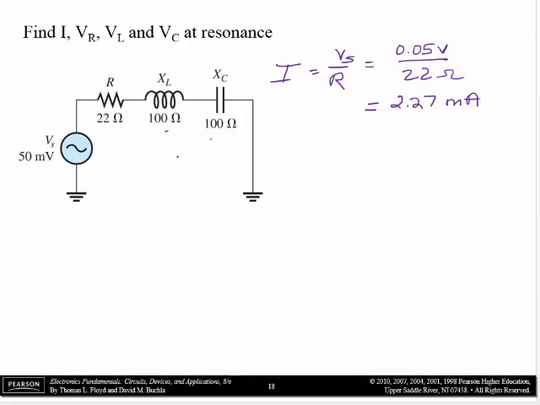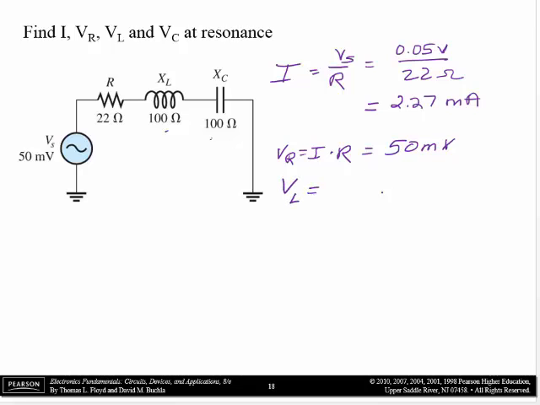So now find VR, VL, and VC. So it's still application of Ohm's law. So VR equals I times R. There's one and only R in the circuit. So it is our 22 ohms times 2.27 milliamps, which will end up being 50 millivolts.